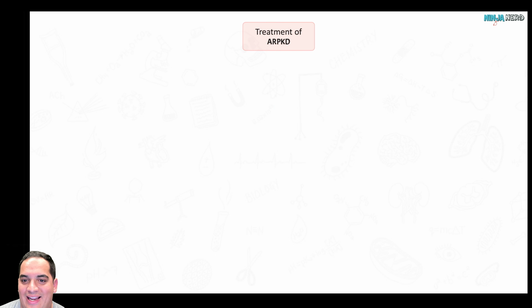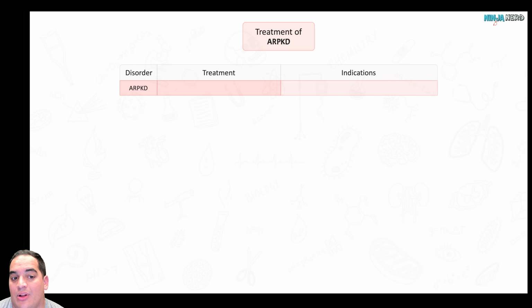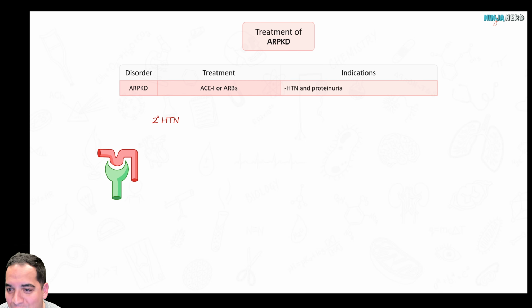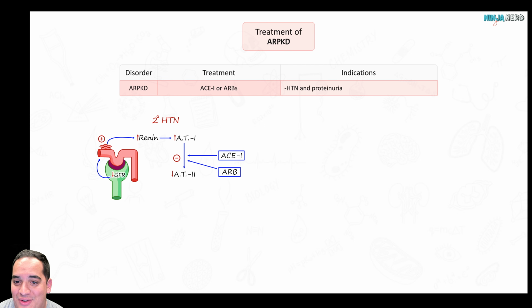What about ARPKD? With this one, it's kind of similar. You give ACE inhibitors, ARBs. Why? To get their blood pressure down, to reduce the proteinuria, to reduce the progression of their CKD and risk of cardiovascular dysfunction. It's the same thing.